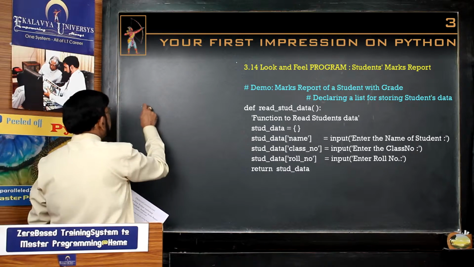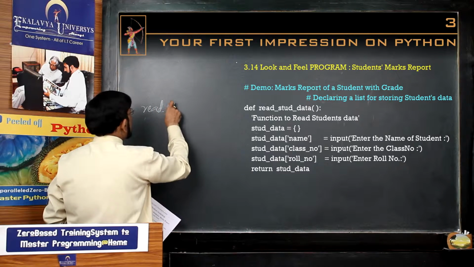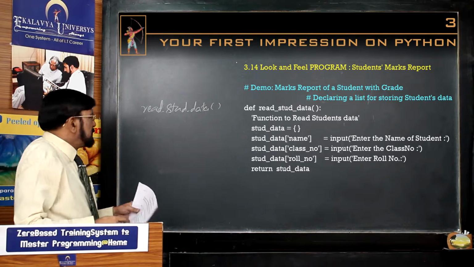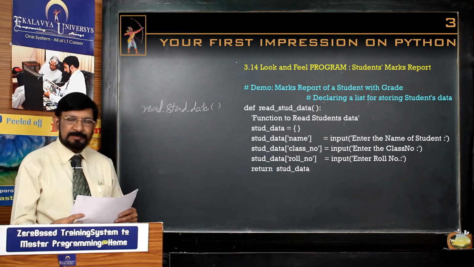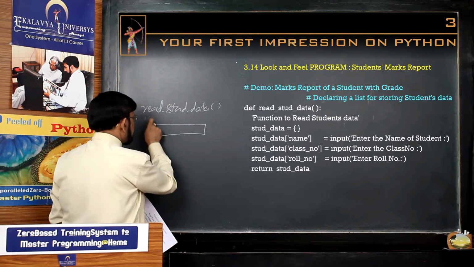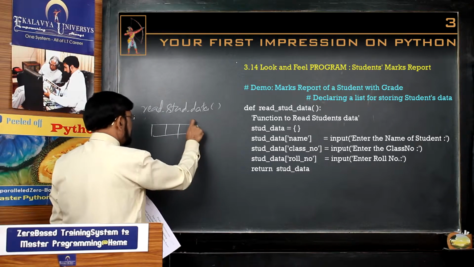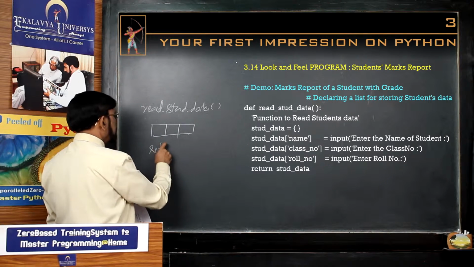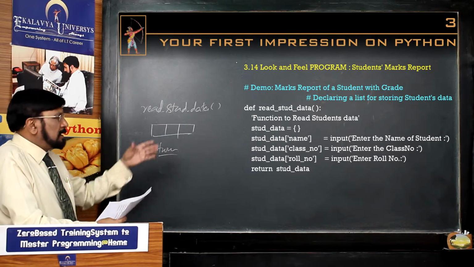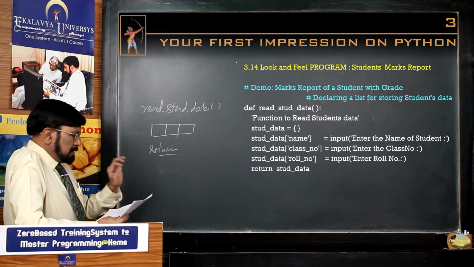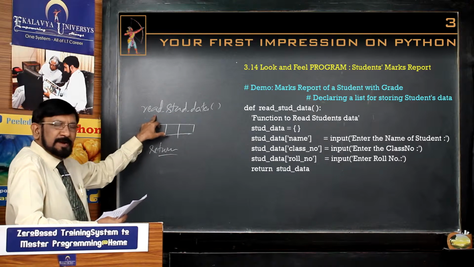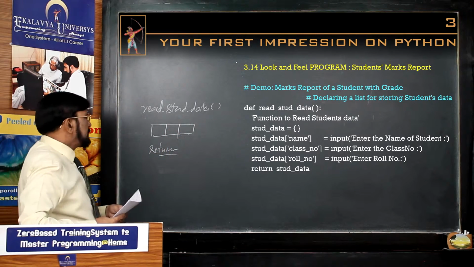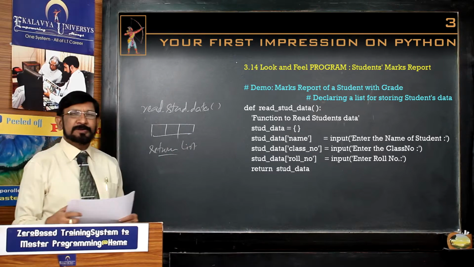Read stud data. This is the first function. Whatever stud data means, it is his name, class number and roll number. I am creating a data structure. Don't bother if you don't know what a data structure is. I am putting them in a single container, not three containers. Thereafter it returns. Don't bother about coding details, just watch it. Now it reads data and puts it in a list. List is a data structure. Thereafter it returns that list. This is the first function.